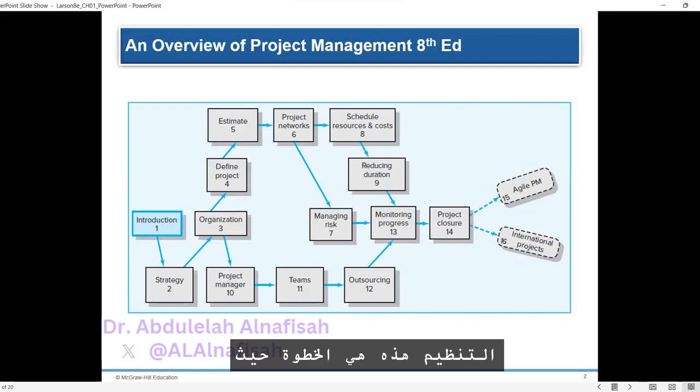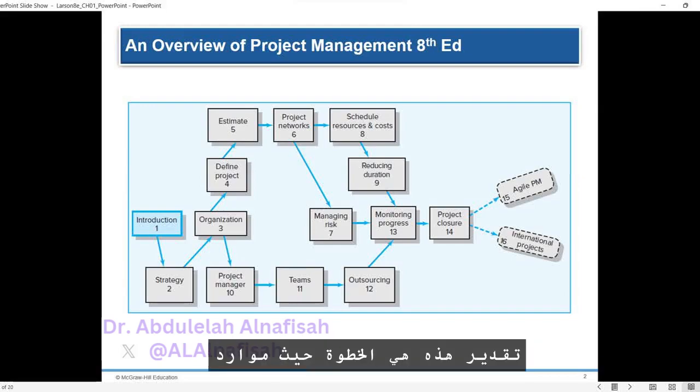Organization. This is the step where the project structure, roles, responsibilities, and communication channels are determined. It also involves selecting the project manager and the team members. Define project. This is the step where the project's deliverables, requirements, specifications, and constraints are defined and documented.